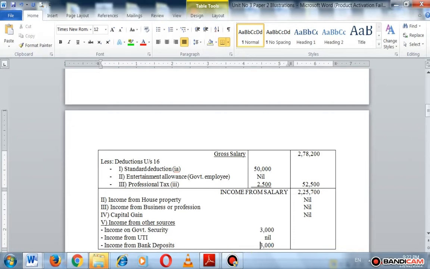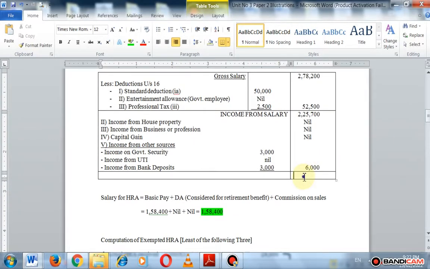Add this income to all the heads of income. So here 6,000 is added to the income. Here we receive the total, 2,31,700, as the gross total income.